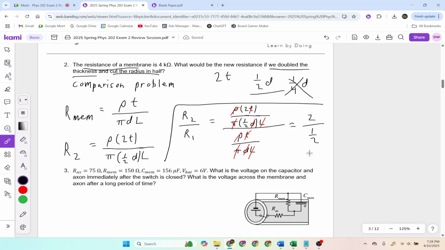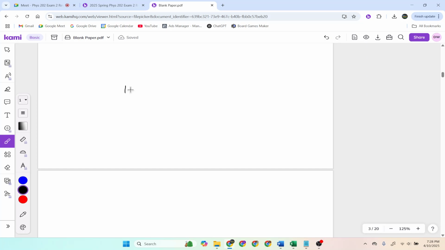And 2 divided by 1/2, you can plug that in a calculator. It's 4. Be careful though. The final answer is not 4. This is like the multiplication factor. In other words, if the original was 4 kiloohms, then you do 4 times 4 kiloohms. So your new resistance is 16 kiloohms. Final answer. Always answer the question. Be very careful.